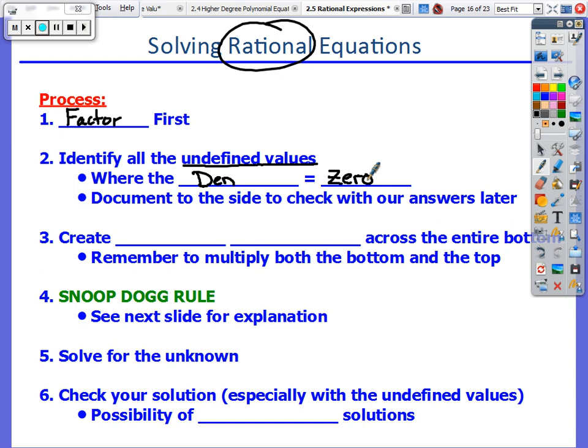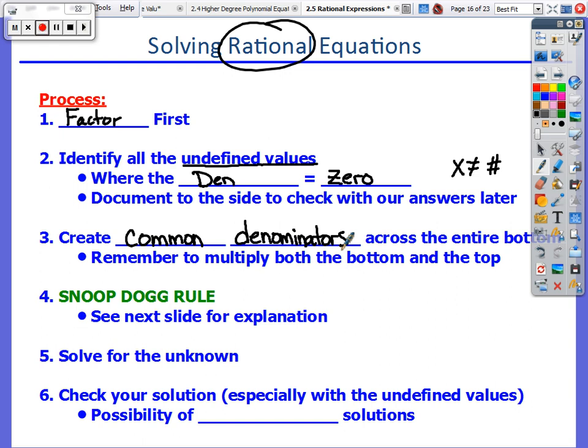So everything that we've been doing up to this point, we're going to do the same thing. So you're going to record x cannot equal whatever number we decide the denominators are equivalent to. So record all those. We're going to check them with our solutions here later. Then what you want to do with equations, and there's a lot of different ways you can do this, but this is the way I'm going to teach it to you, is that we're going to go ahead and create common denominators, because that's what we're used to when we add or subtract. So create common denominators all the way across the bottom of the equation. So remember, whatever you do at the bottom, you got to do at the top.